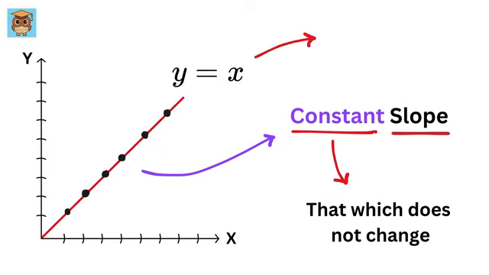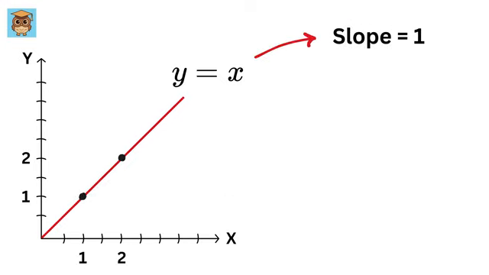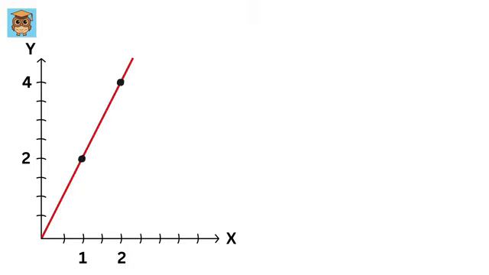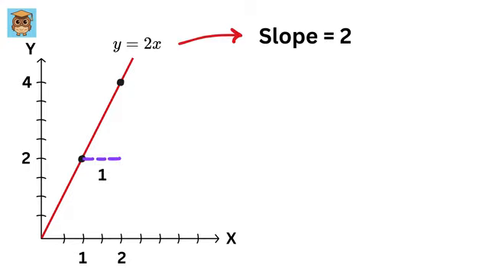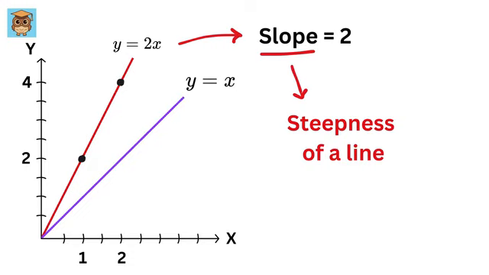For y equals x, the slope is 1, meaning for every one step forward in x, y goes up by 1, right? Now consider another line, y equals 2 times x. The slope of this line is 2, meaning that for every one step forward in x, y now goes up by 2. In other words, this line is much steeper than the first one. Therefore, slope is like a measure of the line's steepness. It tells us how fast y is changing compared to x.